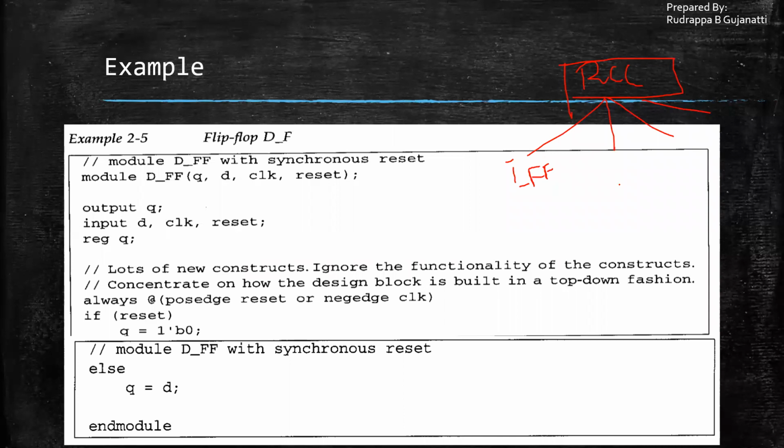That is TFF, not TFF 1, 2, and 3. So we had defined that in that form. We had four instances of the T flip flop defined under RCC, that is the ripple carry counter module itself. In turn, if you observe, the T flip flop had instances for the D flip flop and the inverter.